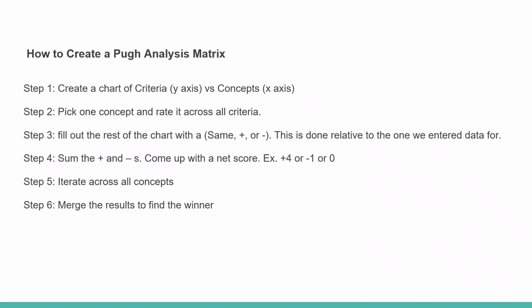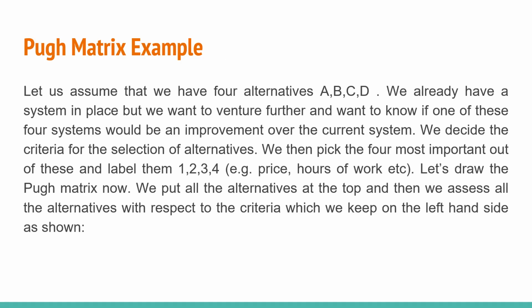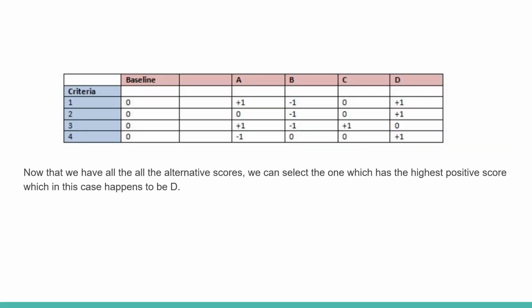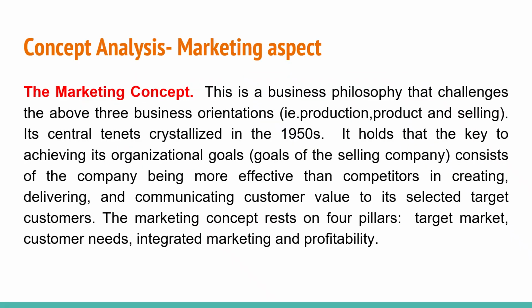sum the positives and sum the negatives to come up with the net score, for example +4 or -1 or 0. Step 5, iterate across all concepts. Step 6, merge the results to find the winner. Pugh matrix example: there is one example of the Pugh matrix. There is a solution of the Pugh matrix.